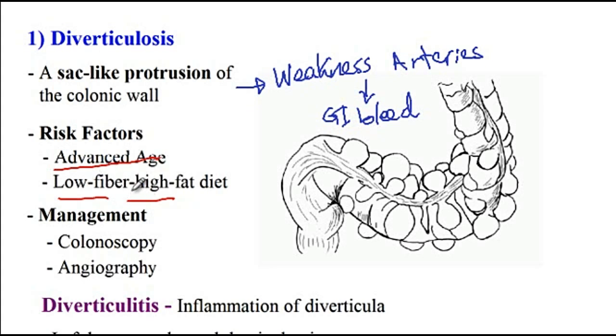Common risk factors for diverticulosis include advanced age as well as a low fiber and high fat diet. Now, some of the older physicians may tell you that nut, corn and popcorn consumption may also increase the risk of diverticulosis, but new research shows that these foods actually do not increase the risk. So the main risk factors include advanced age and a low fiber, high fat diet. For the management of these patients, you will have to identify and stop the site of bleeding, so you can use either colonoscopy or angiography.